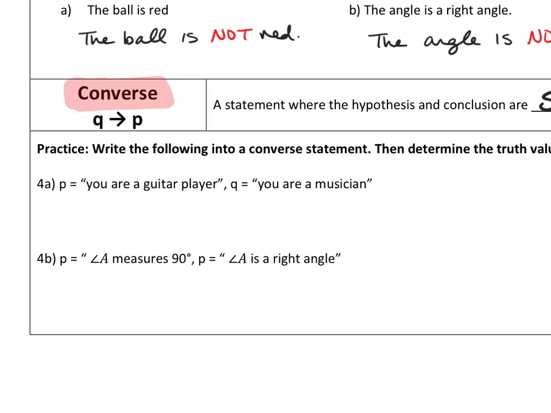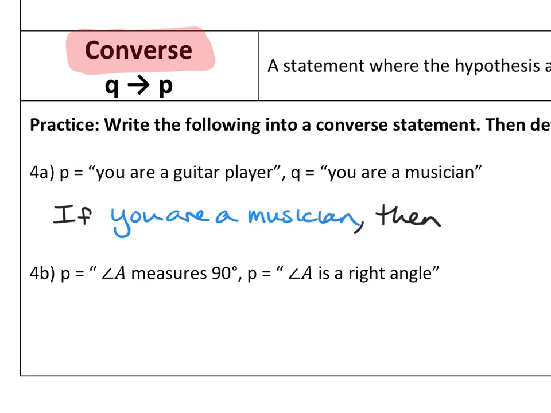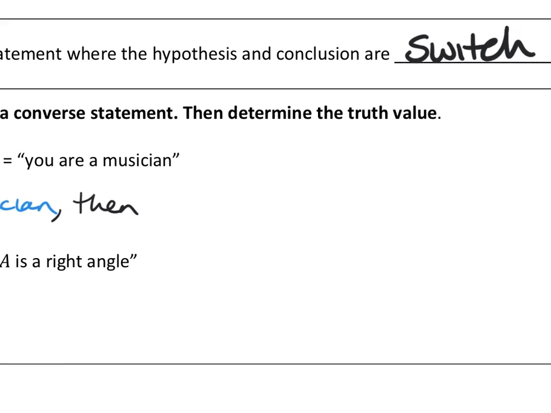Meaning, if we want to write the if-then statement for 4A, that's the converse, so we switch them. This time we say if what? You are a musician. That's my current hypothesis. Then what is my conclusion? You are a guitar player.